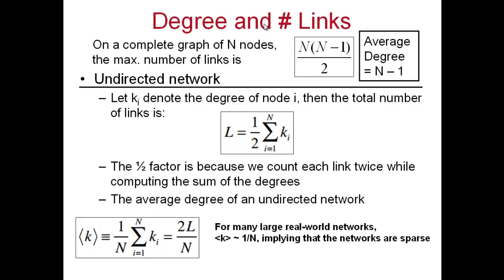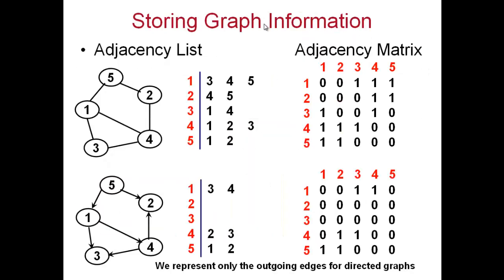Now a very interesting relationship exists between the number of links or edges in a graph and the node degrees. If I ask you a problem, given an undirected graph like this, how many edges are there? Right now, your only approach would be to manually count the number of edges: 1, 2, 3, 4, 5, 6, and you'll say there are 6 edges in this graph.